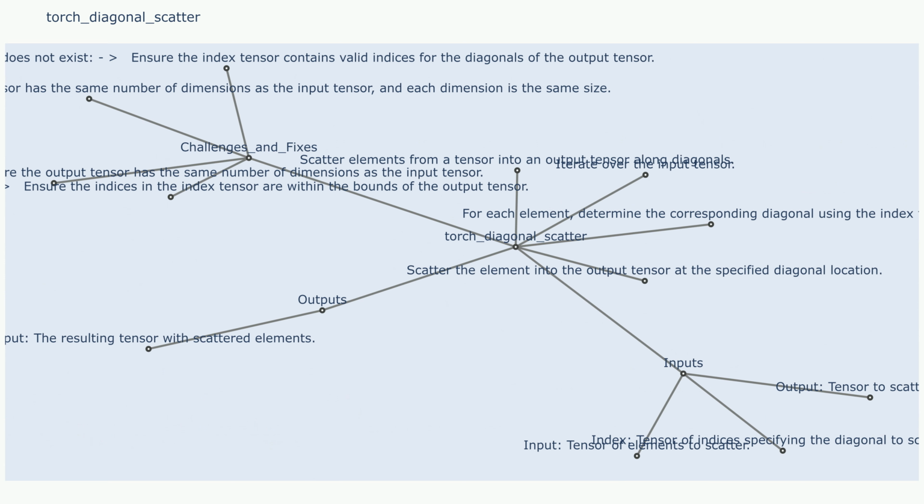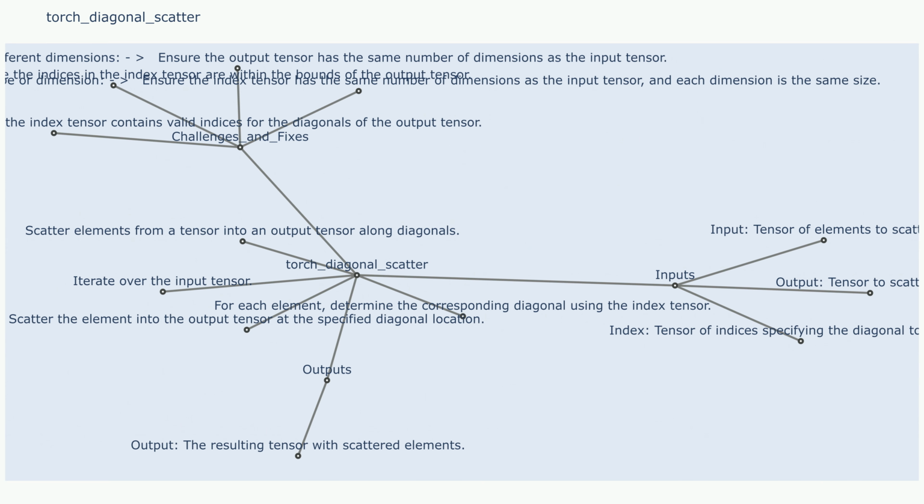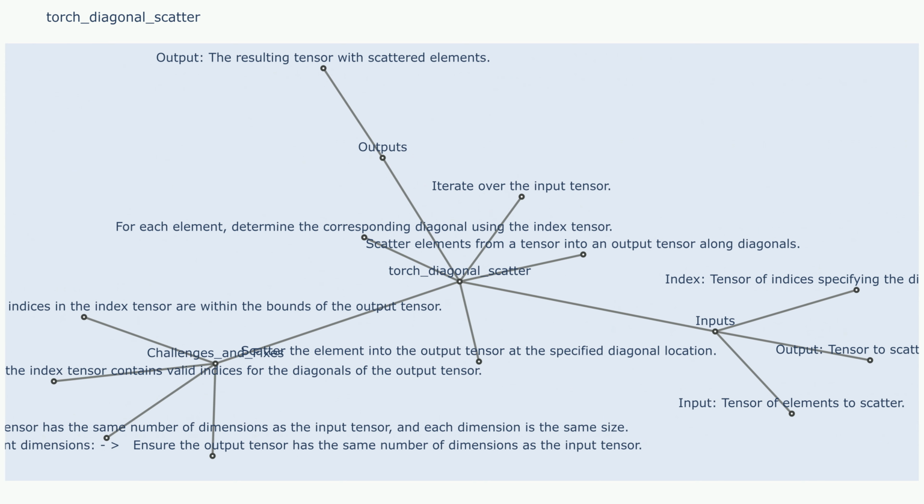Challenge 3: invalid dim and dim1 combination. Sample use case that resulted in challenge 3: providing an invalid combination of dim and dim1 arguments. Fixes to challenge 3: ensure that the combination of dim and dim1 is valid. The dim and dim1 should specify distinct dimensions in the output tensor.